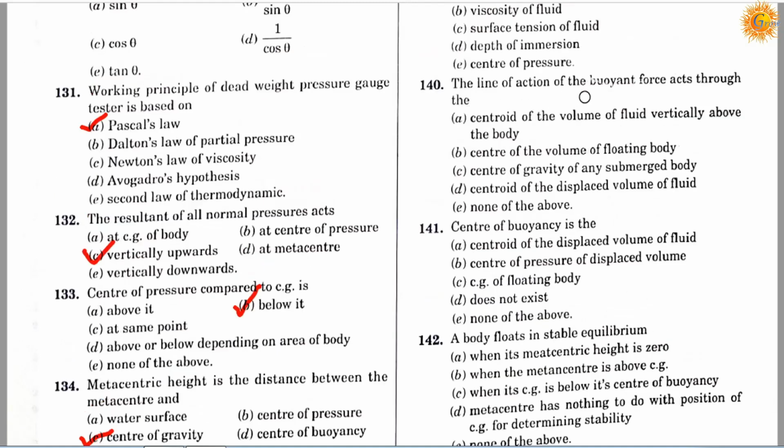Question number 140. The line of action of the buoyant force acts through option A, the centroid of the volume of fluid vertically above the body, option B, center of the volume of floating body, option C, center of gravity of any submerged body, option D, centroid of the displaced volume of fluid, and option E is none of the above. So the correct answer is D, it will be the centroid of the displaced volume of fluid.